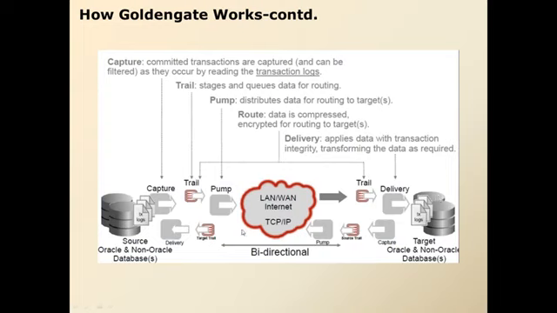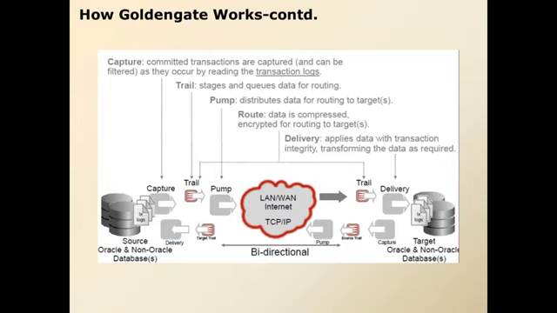Also, these three processes are independent of each other. So your pump can run even if your capture and delivery are down. Delivery can run even if your pump and capture are down. However, for data purposes, the pump process is dependent on capture. Until and unless the capture process has written data to local trail, the pump process cannot write it to remote trail. Similarly, until the pump process has written the data into remote trail, the delivery process will not be able to apply it.